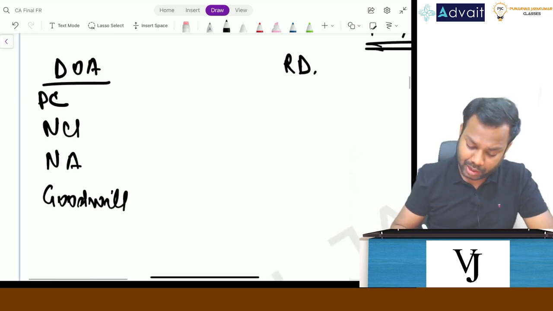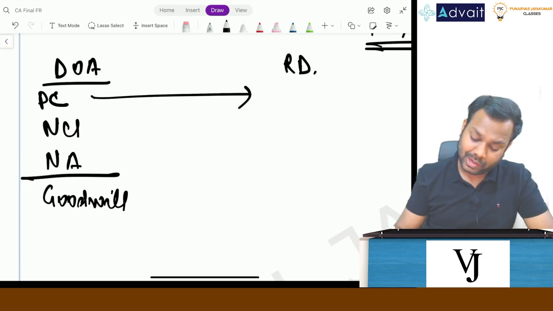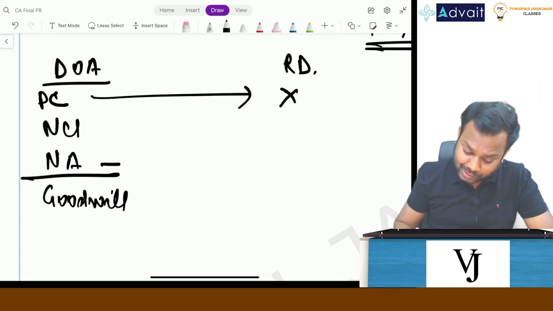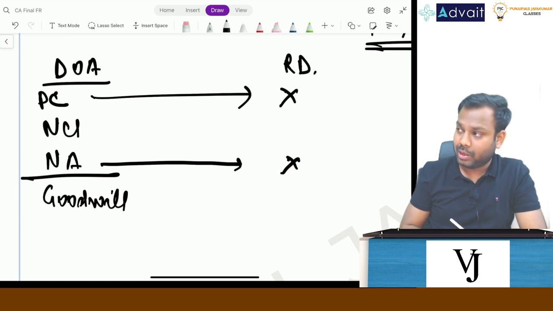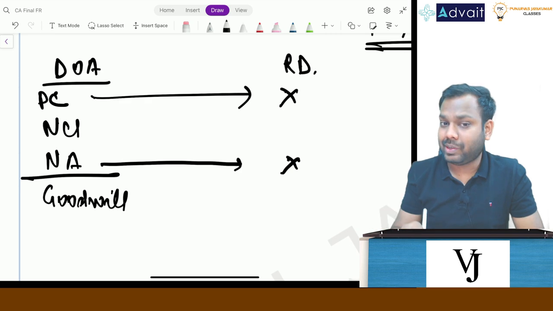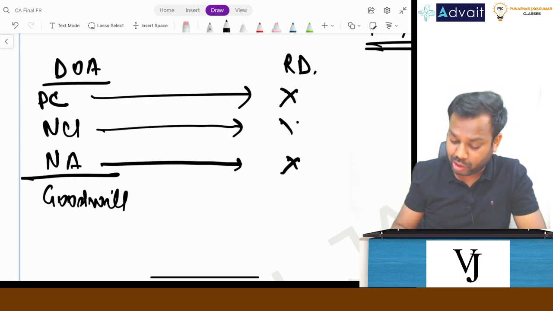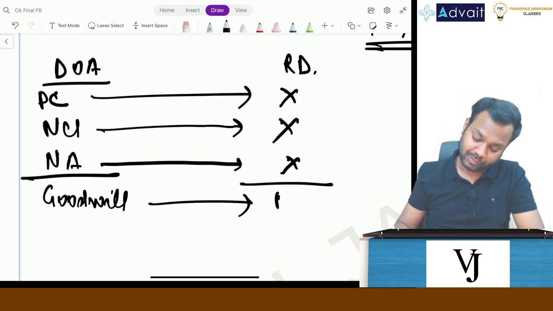Definitely on the reporting date, purchase consideration will not change, it will remain constant. Net assets, the question says, is constant, so it doesn't change. If the net assets don't change, NCI will also not change. So will goodwill change? No change.